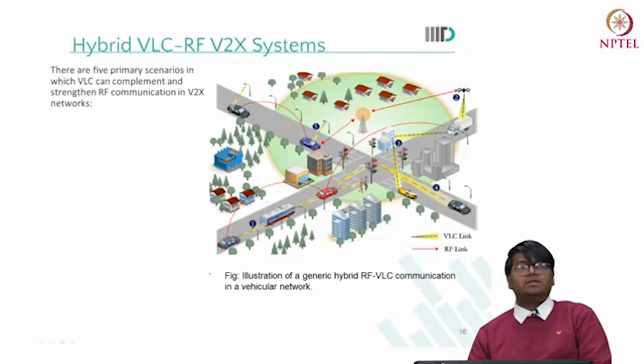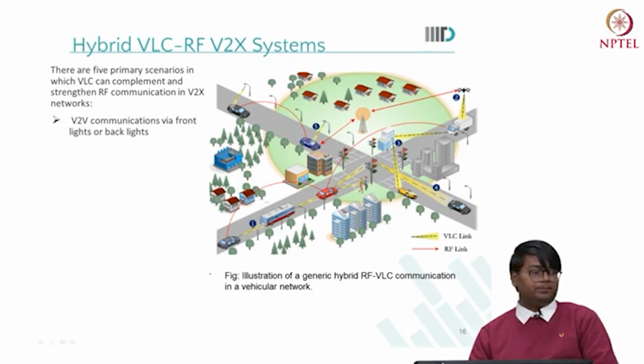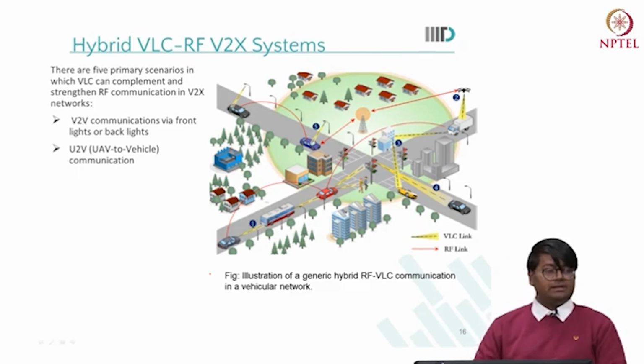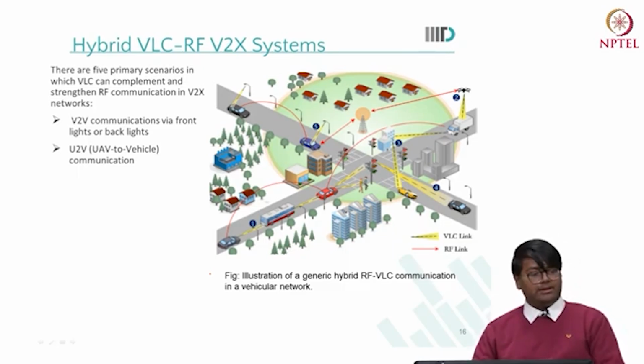So, this slide is basically where we introduce the various hybrid RF VLC communication in a vehicular network. As shown in this figure, there are 5 scenarios in which VLC can complement and strengthen your RF communication in V2X network. First is your vehicle to vehicle communication, which can happen via the front lights and the back lights.